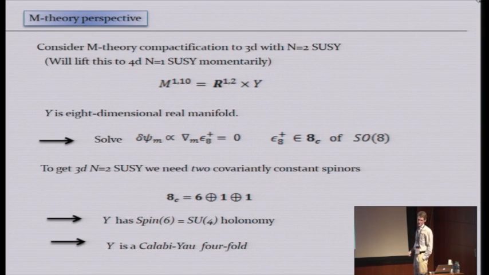a compactification of M-theory down to 3 dimensions. So I start with 11 dimensions, and I take a Kaluza-Klein ansatz of the form Minkowski times an 8-dimensional real manifold. And so this is a compactification of M-theory down to 3 dimensions. Further, I want to preserve N=2 supersymmetry. This time, I don't want to preserve N=1 supersymmetry. The reason being that eventually, this will be related to N=1 supersymmetry in 4 dimensions. Basically, N=1 supersymmetry in 4 dimensions reduces to N=2 supersymmetry in 3 dimensions.